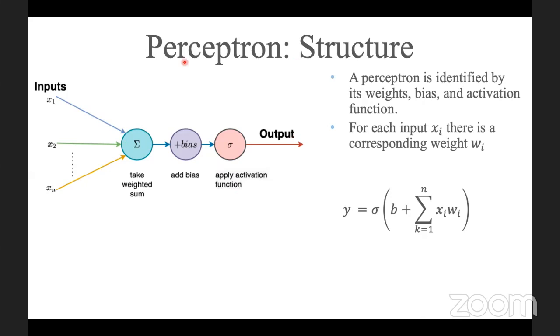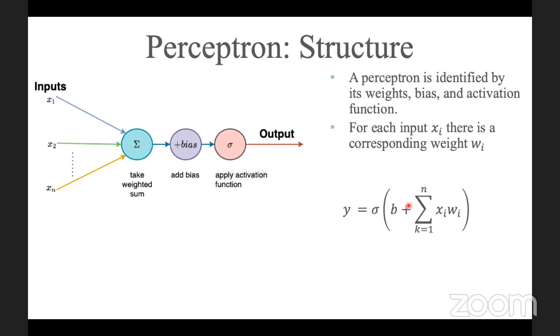So it's basically just weights, bias, and activation function. If I give you all the weights and the one bias and the activation function, that completely identifies a perceptron. So this is the output if you write it in equation form: y is equal to sigma applied over b plus the summation of xi wi.